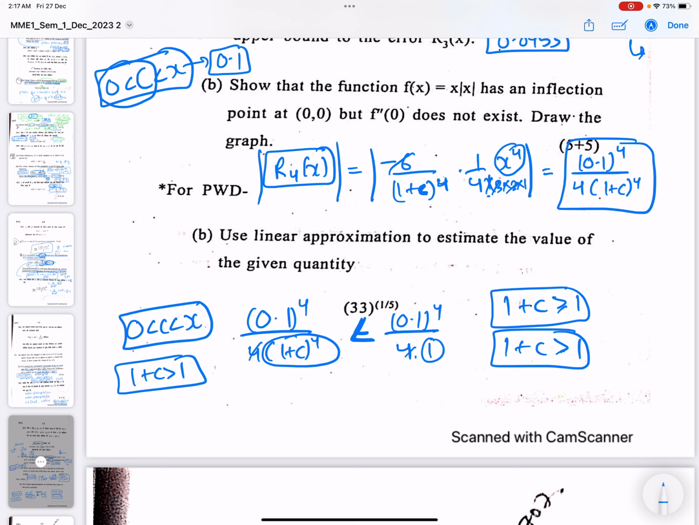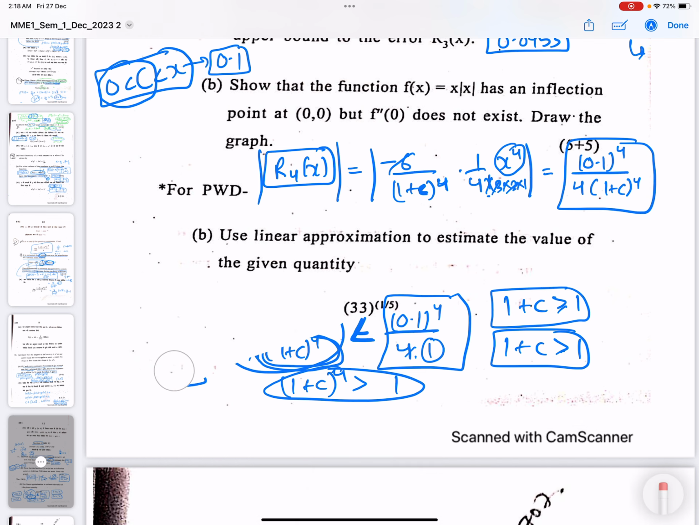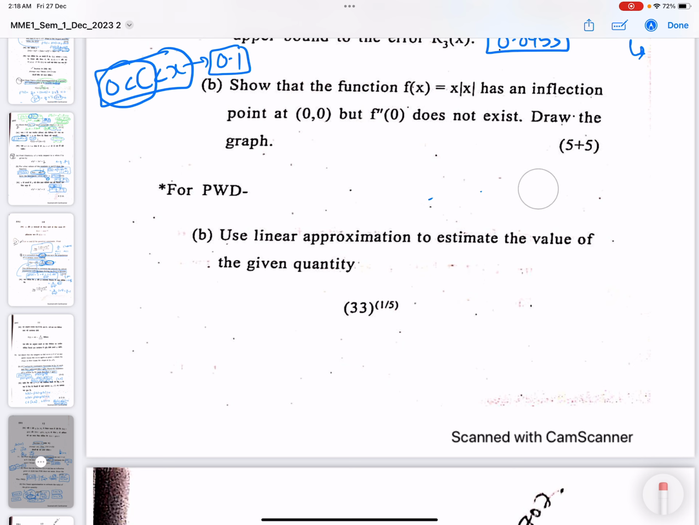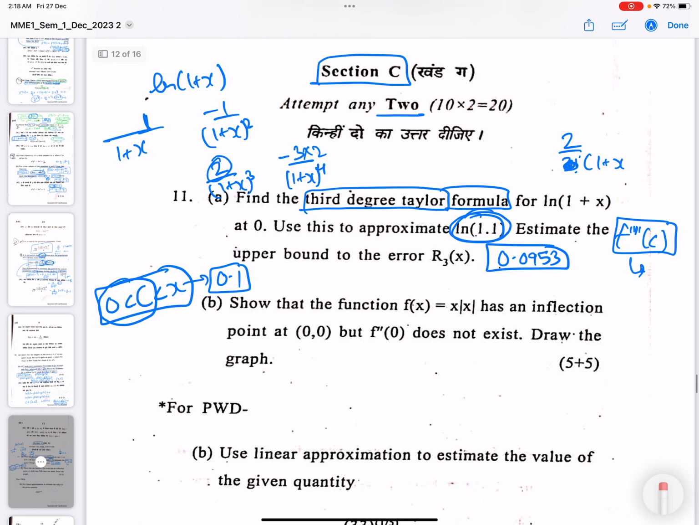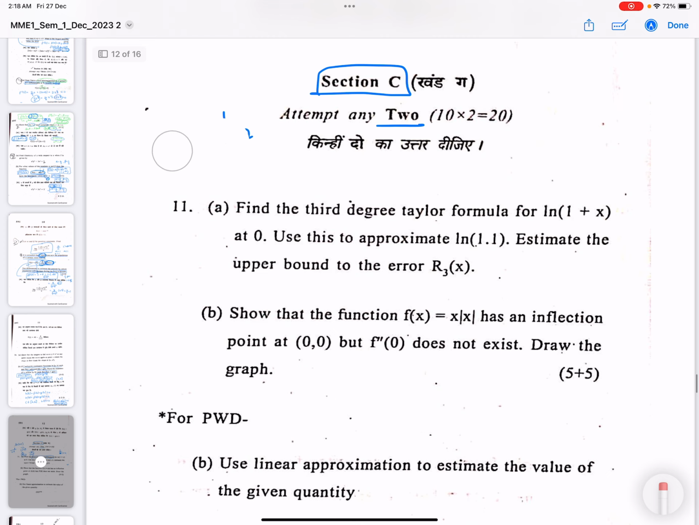If we compare 1 plus c to the power of 4 and 1, we know this would be greater. Since it is coming in the denominator, this value would be lower. So this is the maximum value the error can take. This is the maximum possible value for the error, if we are finding the third degree Taylor formula for log 1 plus x. Linear approximation would be a first degree. Okay, now moving to the next part.